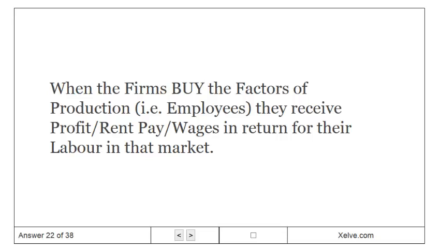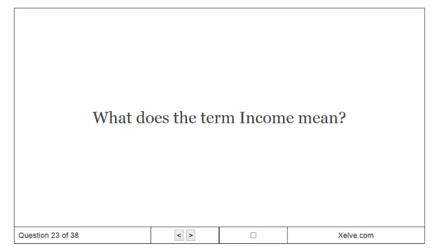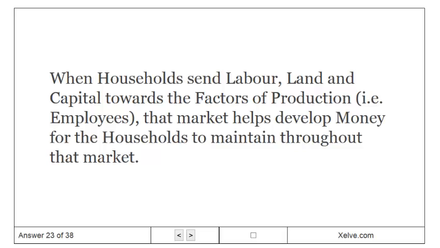When the firms buy the factors of production, households receive profit, rent, and wages in return for their labor in that market. What does the term income mean? When households send labor, land and capital towards the factors of production, that market helps develop money for the households to maintain throughout that market.